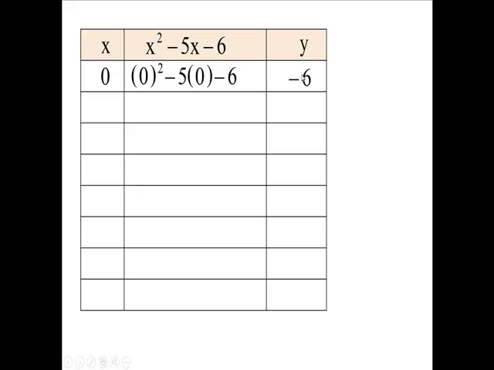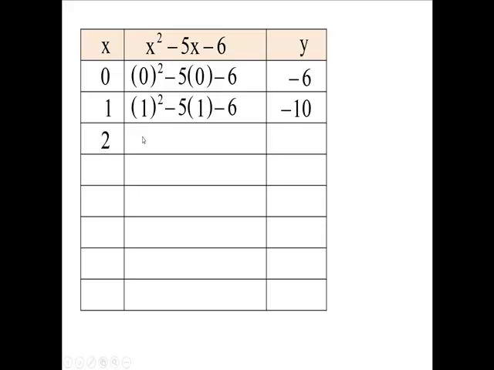Okay, so there's 1 point. Put a 1 in place of x, in each spot. That's 1, and negative 5 times 1 is negative 5. So 1 minus 5 is minus 4, and minus 6 is minus 10.